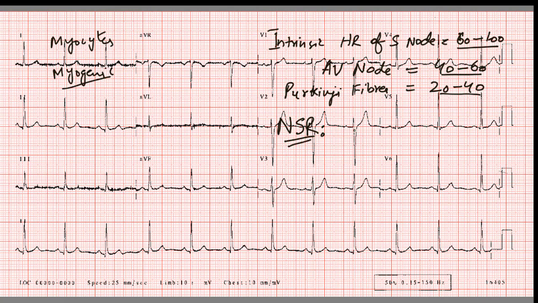For a rhythm to be a normal sinus rhythm, it must fulfill a few criteria. All the P waves should have a similar P wave appearance, and all the P waves should be at regular intervals.